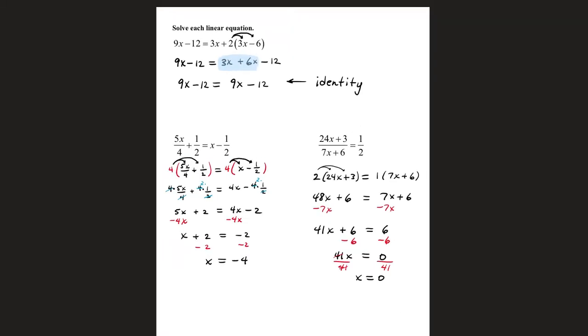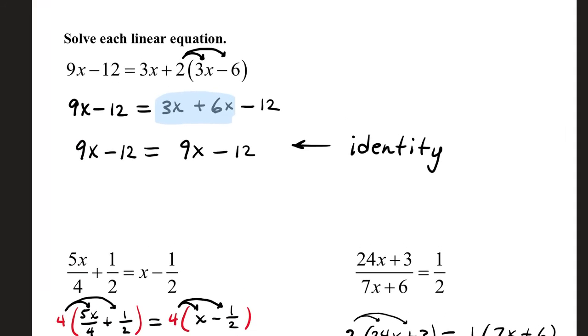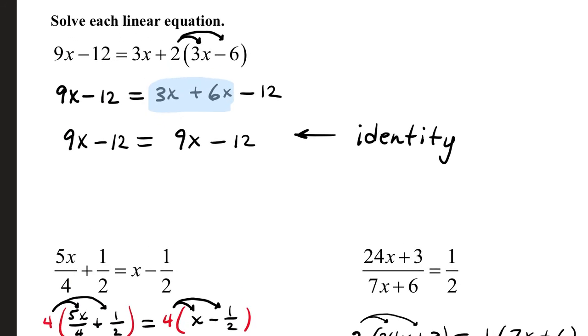In our next equation, 9x minus 12 is equal to 3x plus 2 times 3x minus 6. When you see parentheses and there are two or more terms inside, whatever is just outside the parentheses can be distributed through repeated multiplication. 2 times 3x is 6x. 2 times negative 6 is negative 12. The rest of these terms I just recopied.